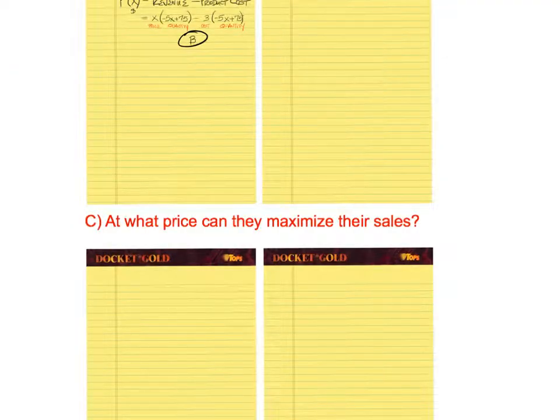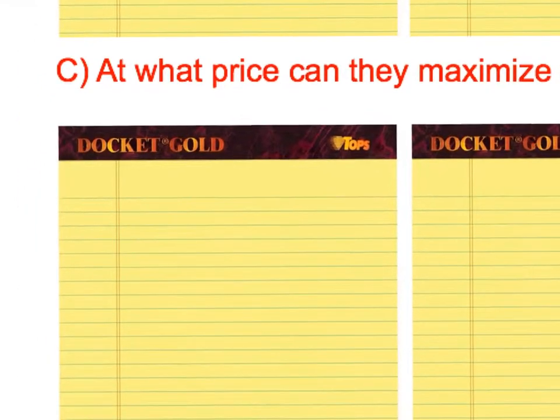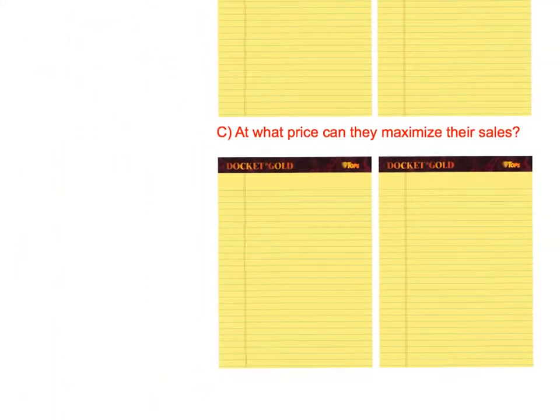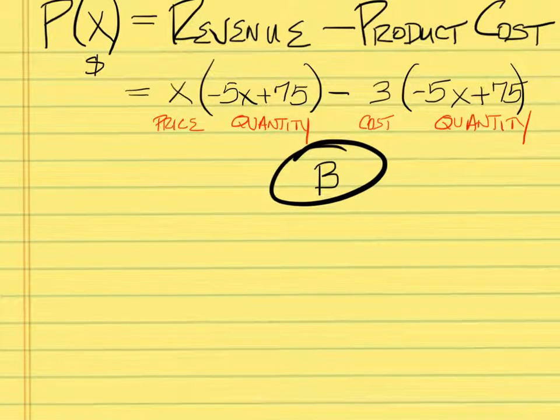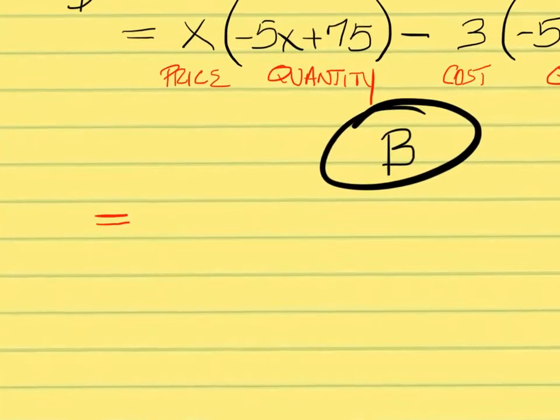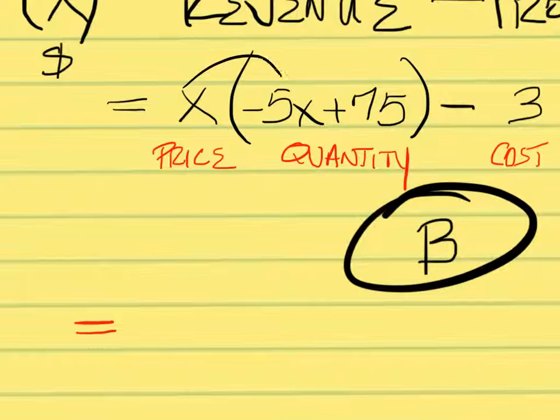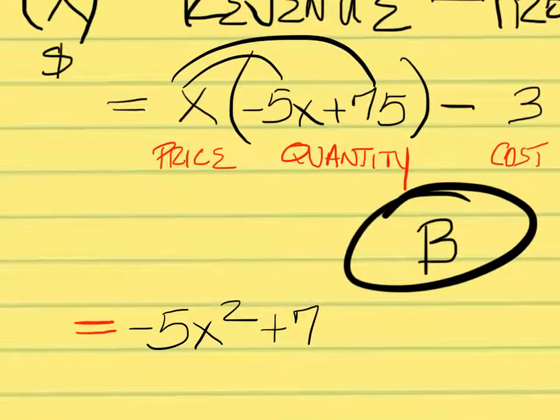On part C, it is at what price can they maximize their sales? Here's what we want to do first. We want to come back up here and simplify this profit function. We want to simplify that. And actually the answer for part B should be simplified. So technically we're still on part B. We have to multiply through here by x. X times negative 5x is negative 5x squared. And then x times 75 is plus 75x.